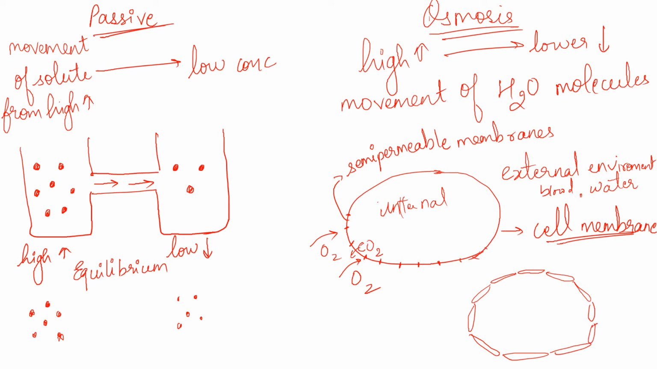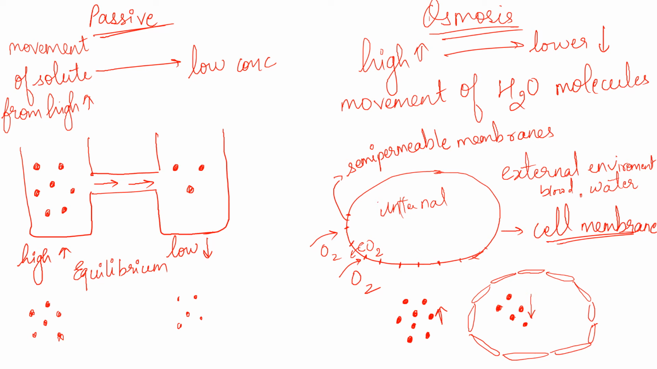So now, let me take the same example. Say the cell requires certain ions. Now imagine that these are the NaCl particles inside the cell, and there are NaCl particles outside also in the external environment. The number of NaCl outside is more than the number of NaCl inside. So I would say that the concentration is higher outside, and the concentration is lower inside.